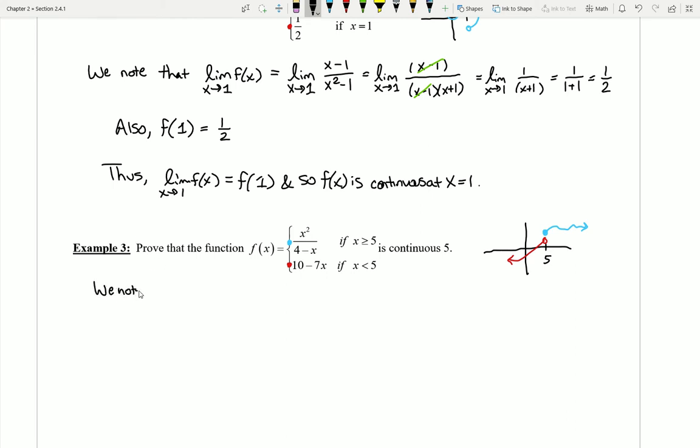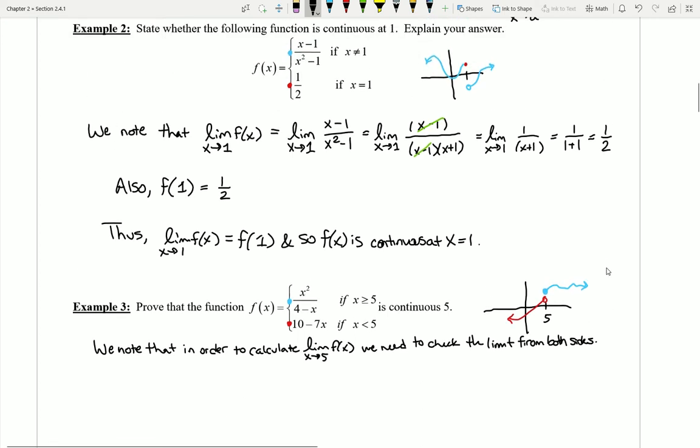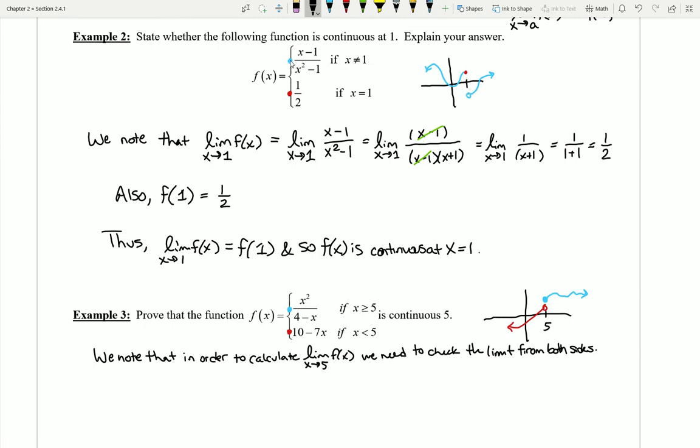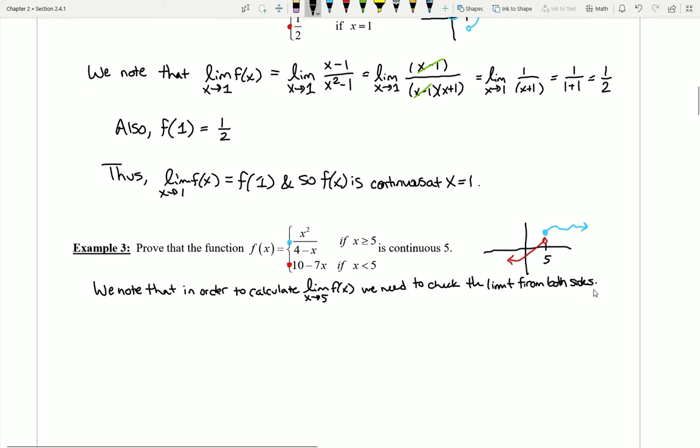Okay, so I'll start by saying the same thing, except that we note that in order to calculate the limit of f of x, in this case as x approaches 5, we need to check the limit from both sides. Notice in the previous example, both sides of the value 1 were blue pieces, so I could just calculate the limit of the blue stuff. However, in this case, on either side of 5, I have different portions of the function, and so I need to check the limit from both sides to make sure that they come out the same, so that way I can actually see if the limit exists. So let's go ahead and actually do that.